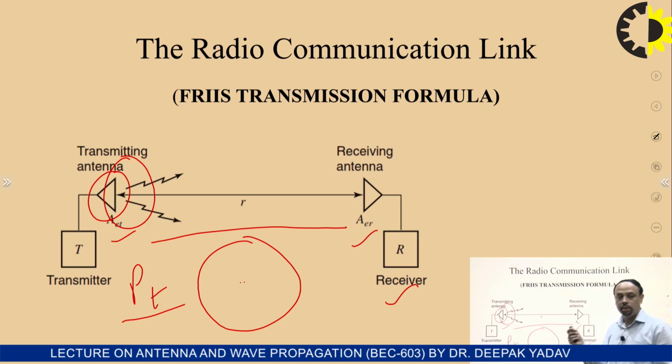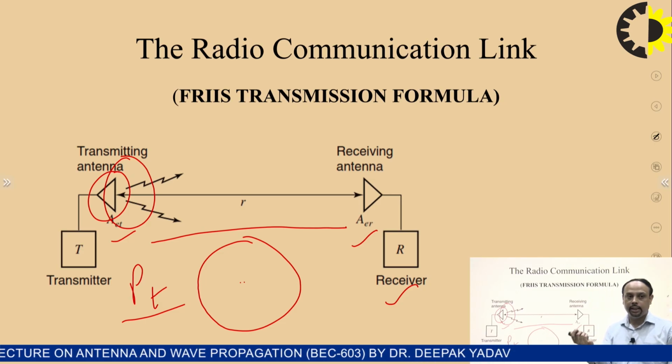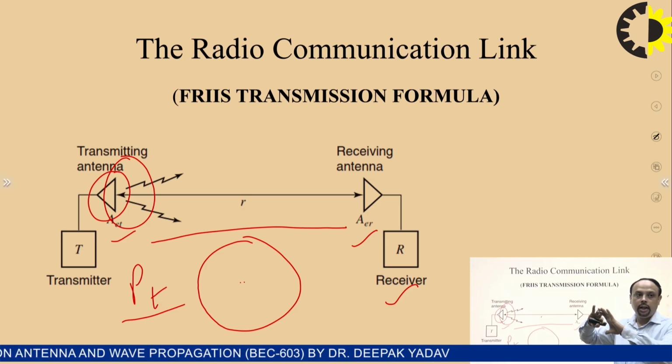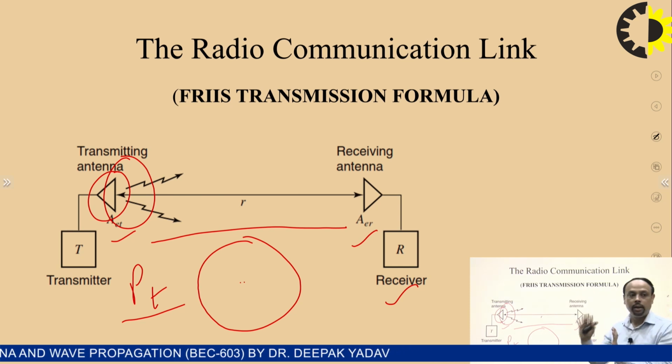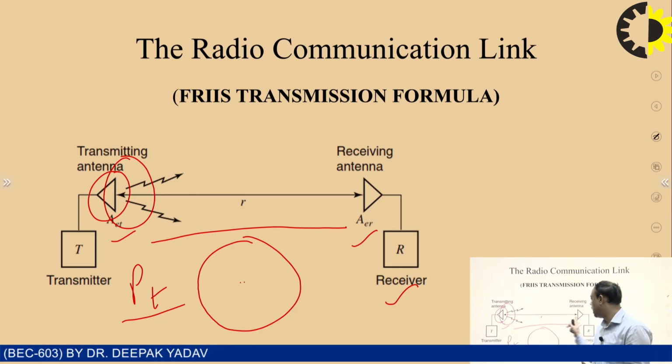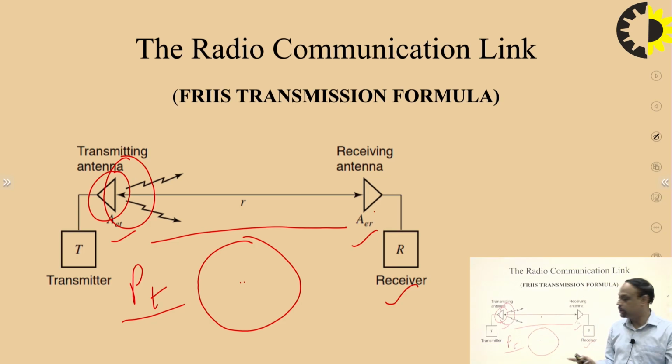If we consider a 3D space and a point in it radiating over the complete sphere, and the distance is r, this is the receiving point. The total surface area of the sphere over which this PT power is transmitted is 4 pi r square.